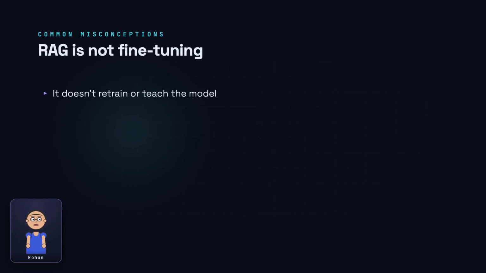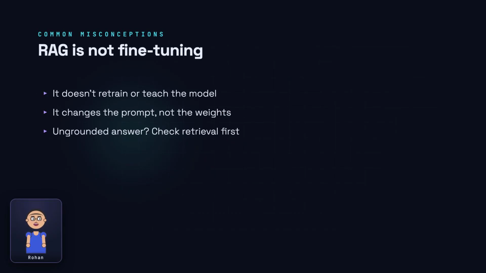Two traps to avoid. First, RAG is not fine-tuning. It never changes the model's weights. It changes what you put in the prompt at runtime. Second, when an answer is wrong or ungrounded, the reflex should be to inspect the retrieved chunks, not to blame the model. Most RAG bugs are retrieval bugs.